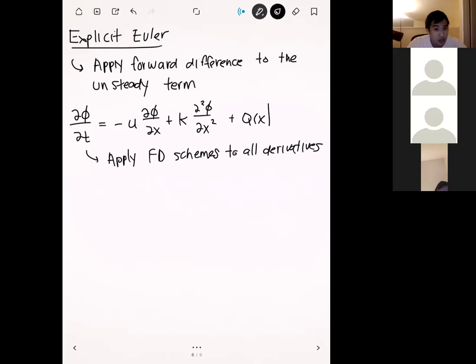And so, I know we have the convection term here, and there's a lot of things that we can pick for this, but for now, I'm just going to keep it as central difference, just to keep it simple. Okay. All right.